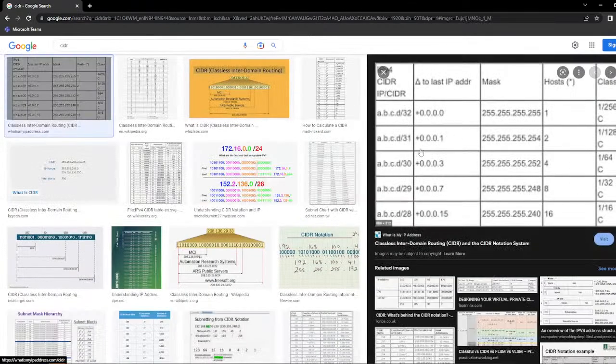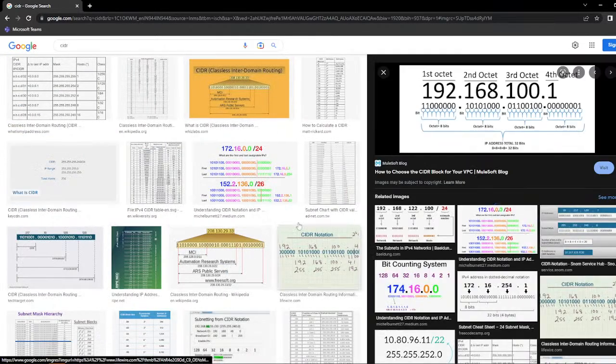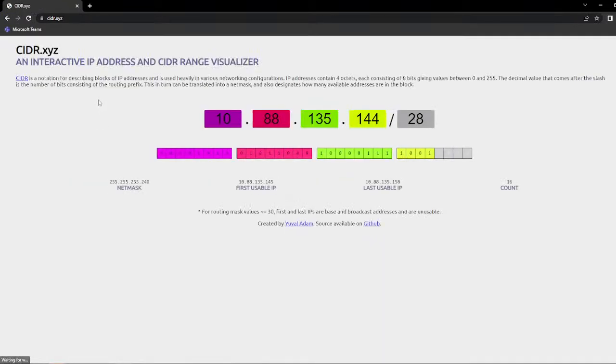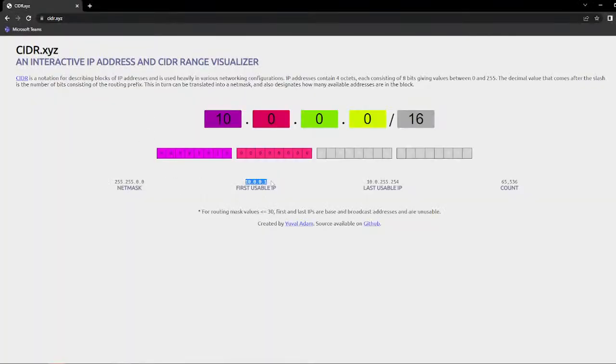You can find so many documents here. There are so many ways you can calculate. But if you don't want to calculate, you can directly go to cidr.xyz. This is a website where you can write your starting IP and your suffix. This is the IP range which we started with, and it will give you the first and the last IP. You can see this is the first IP. This is the last IP.